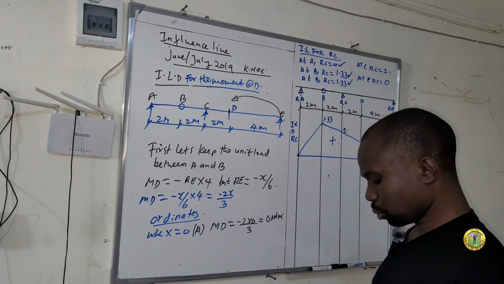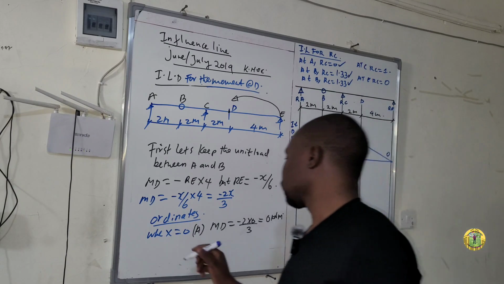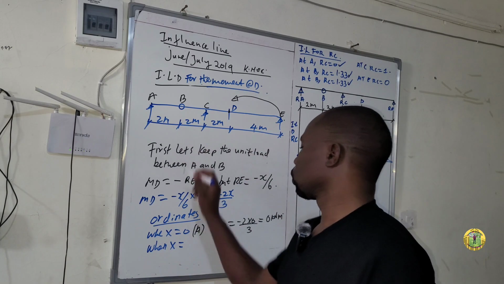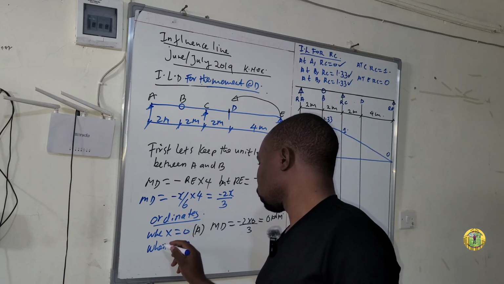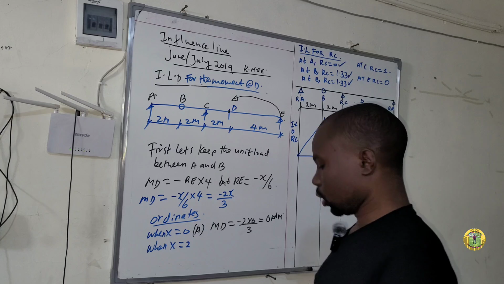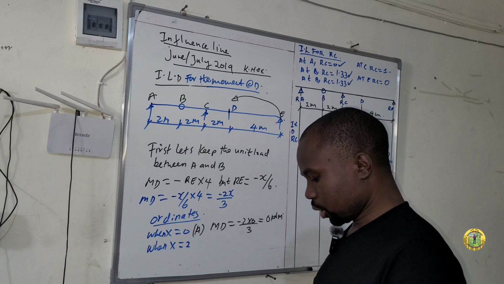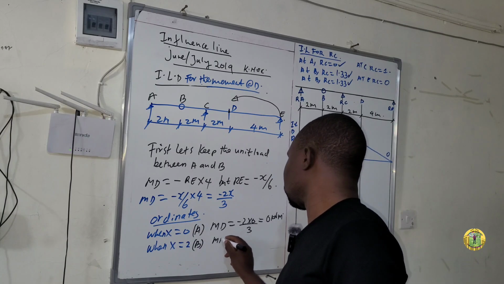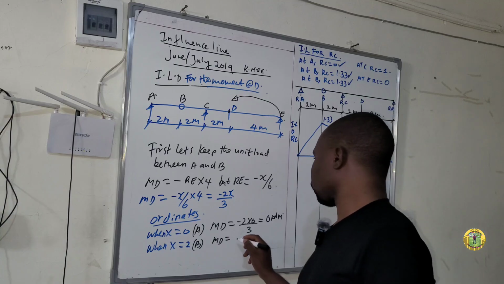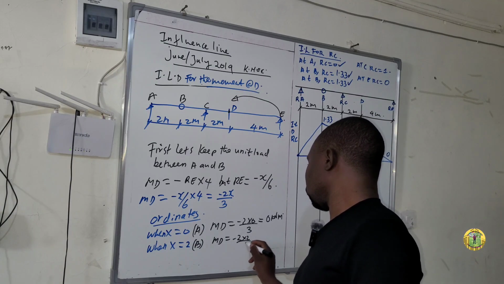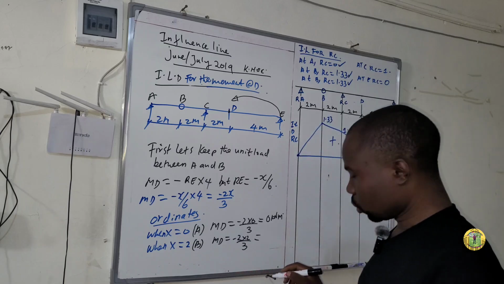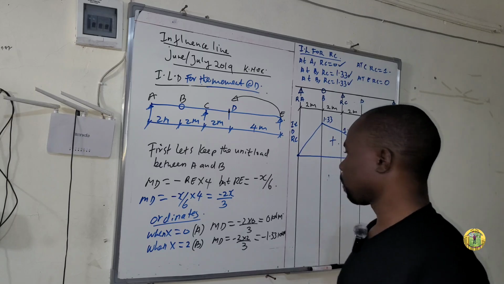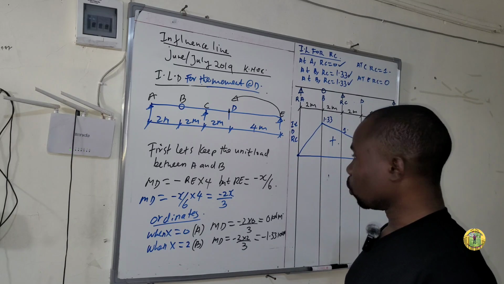We now proceed to when x is equal to 2. So this is point B. MD is equal to minus 2 times 2 over 3. So this one is equal to minus 1.33 kilonewton meter, like that.